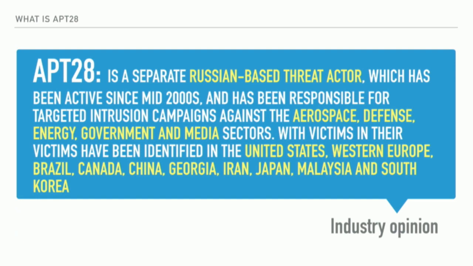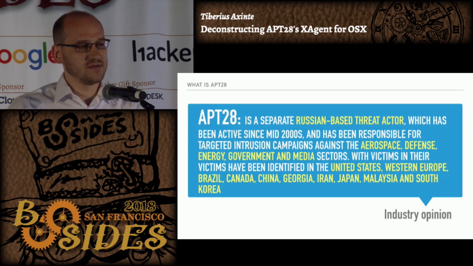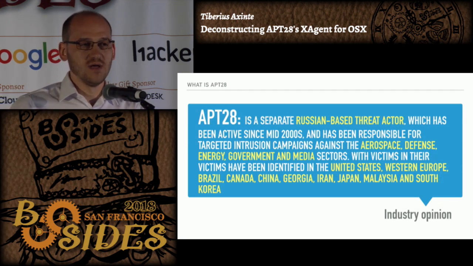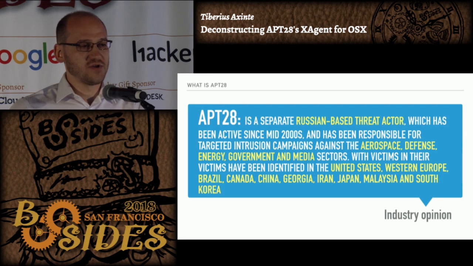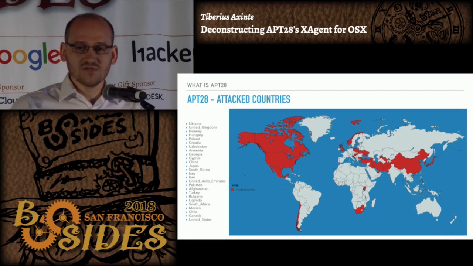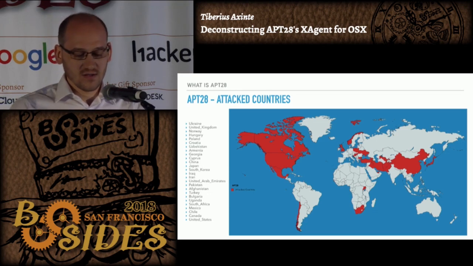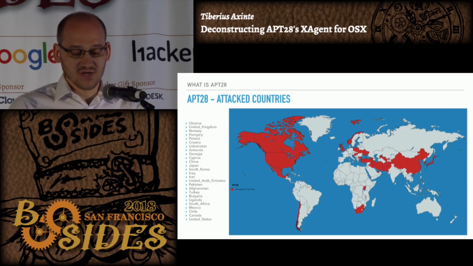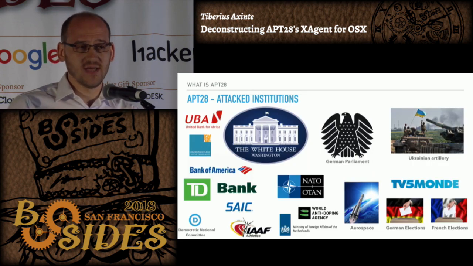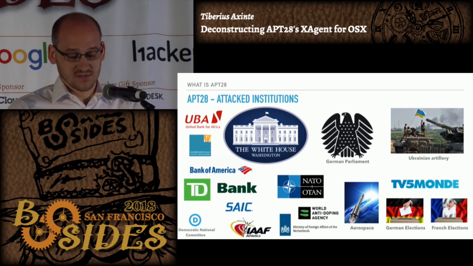the other operating systems. APT28 was studied by many vendors from the industry, and generally speaking, most of them seem to agree that behind those attacks there's a Russian-based threat actor responsible for multiple campaigns against a vast number of countries and organizations from all around the globe, covering most of the continents, like North and South America, Africa, Europe, and Asia, targeting institutions and organizations from the aerospace, government, energy, defense, and even media sectors.